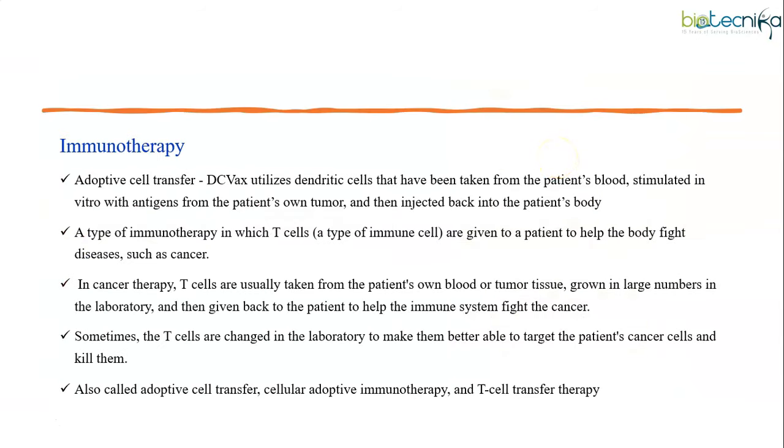Next, immunotherapy, that is adoptive cell transfer. DC vaccines utilize dendritic cells that have been taken from the patient's blood, stimulated in vitro with antigens from the patient's own tumor and then injected back into the patient's body. So it is a type of immunotherapy in which T cells are given to a patient to help the body fight against disease, for example, cancer.